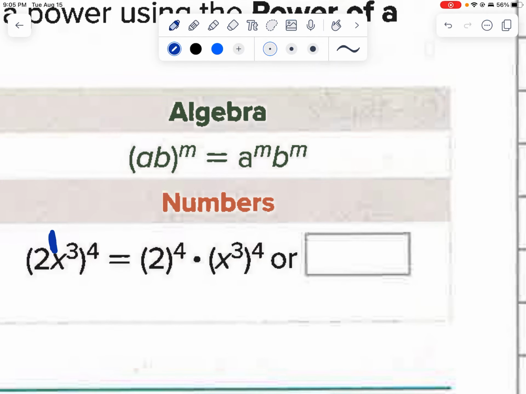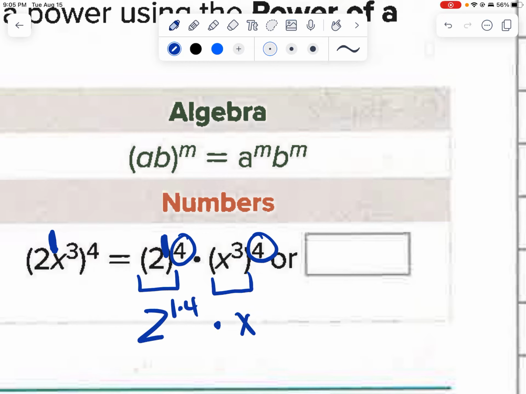So remember, I'm splitting up the 2 factors. I've got the 2 factors. They're both raised to the 4th power. There's an invisible 1 here. I multiply 1 times 4, 3 times 4. I get 2 to the 4th, x to the 12th. 16x to the 12th.